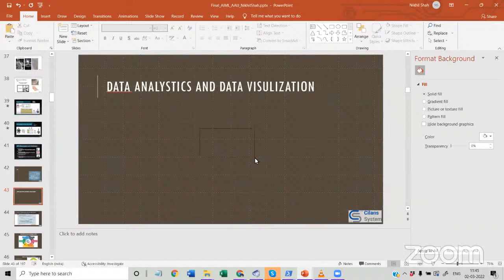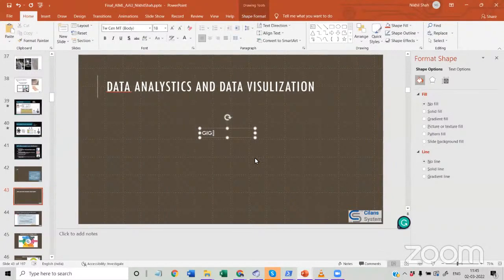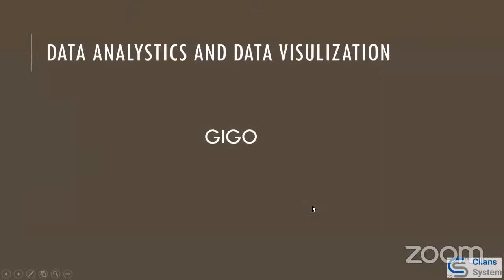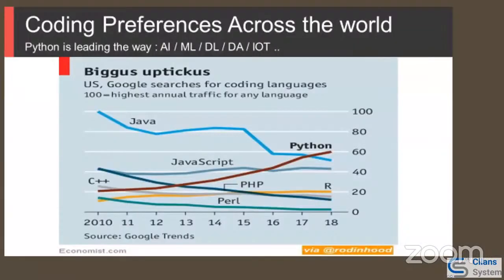Let me put this term here. GIGO means garbage in, garbage out. So if you give garbage information to a computer, it will give a garbage prediction. So handling the data is very important.